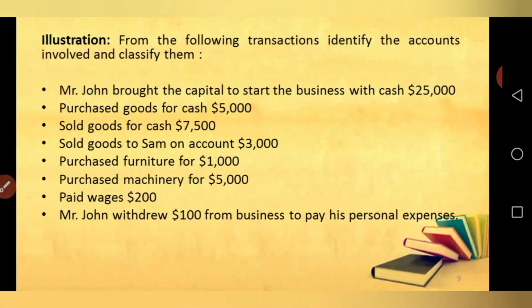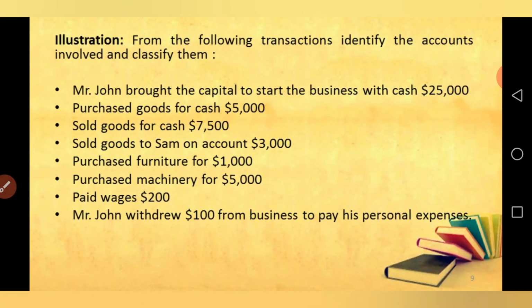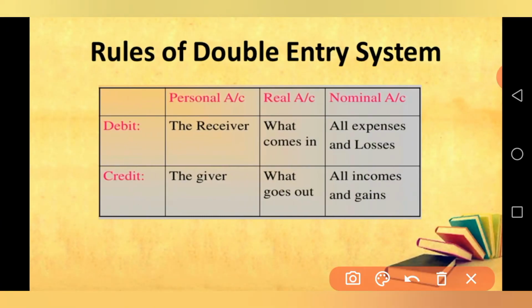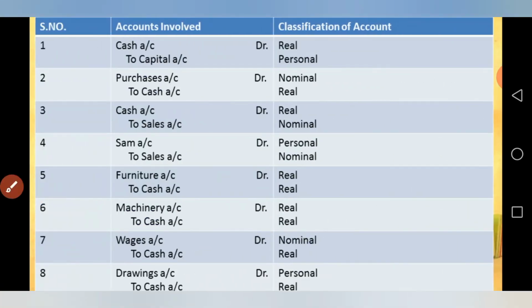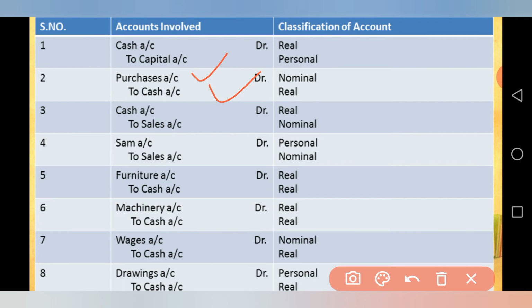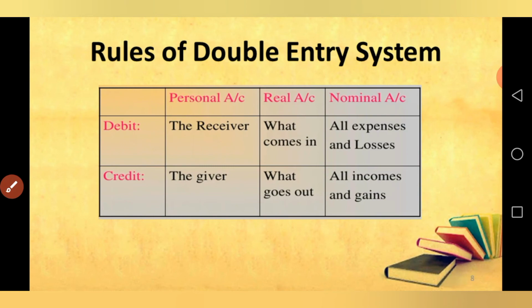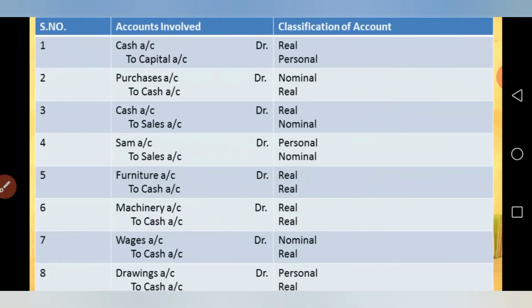Now, let's see another entry, that was purchase goods for cash. Over here two accounts were involved. One was purchases and one was cash. But as we've already seen, purchases was nominal account. What was the rule for nominal? Debit all losses and expenses. So, over here our purchases are debited and what is going out? Cash is going out, that is why it is credited. For the real account, what goes out? Cash was going out, that is why we have credited it.